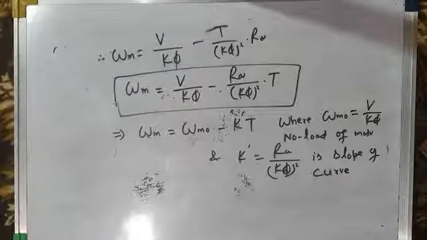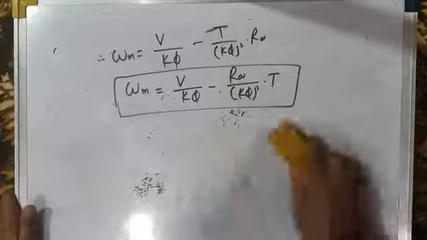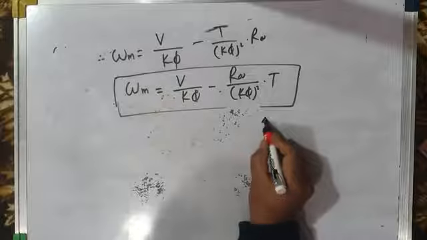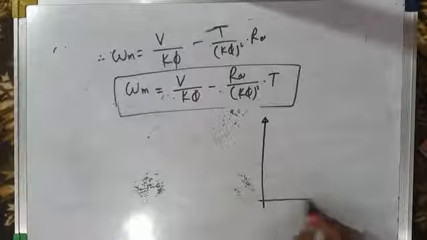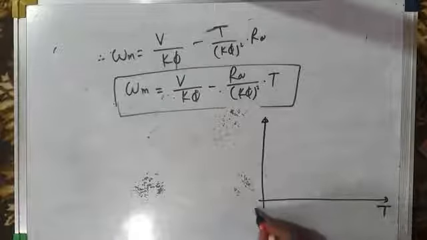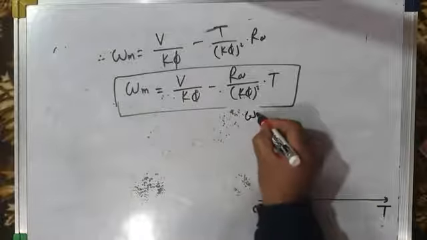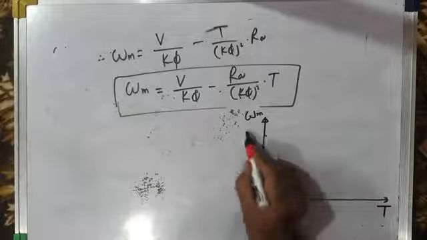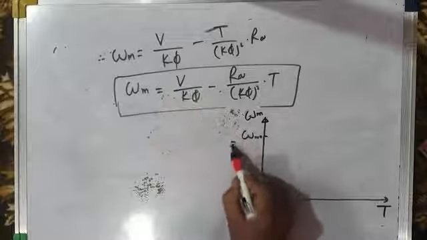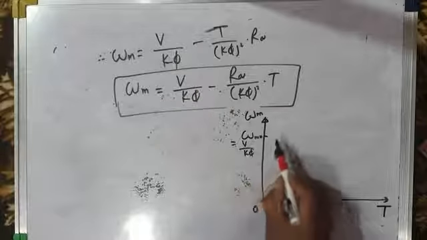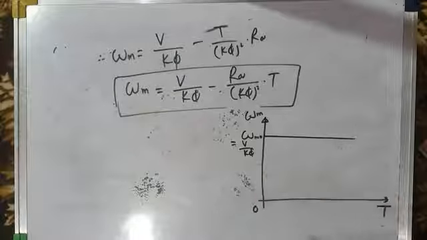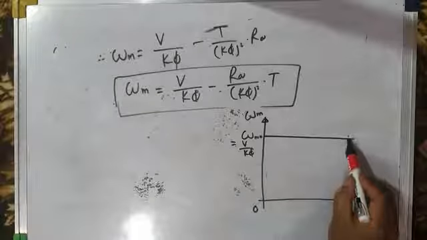So therefore the characteristic will look like this. The torque speed characteristic from this equation, if you plot this equation, will look like this. This is the speed of motor, this is the torque developed by motor. This is no load speed, omega m naught, which is equal to V by K phi. Then as you go from no load to full load, there is a slight drop in speed. For example, this is the full load.